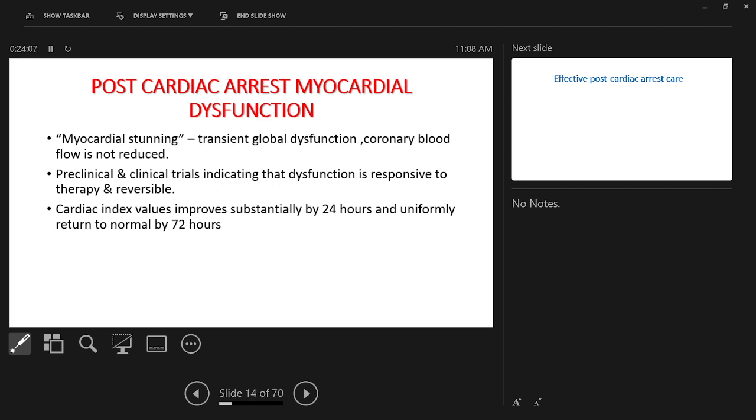And multiple preclinical and clinical studies have been done, which indicate this is a reversible cause. If we are treating the hemodynamic cause, then it can respond to therapy and it can be reversible. And the cardiac index, which decreased during this time, can be improved substantially by 24 hours, and mostly it is improved within 72 hours in most of the studies.